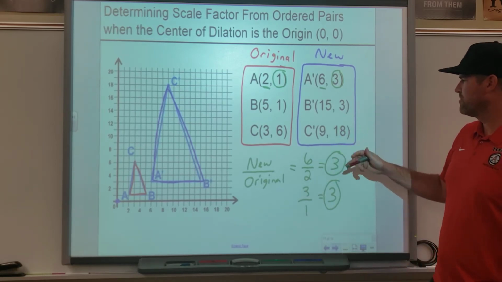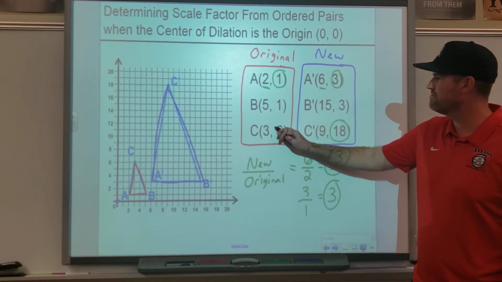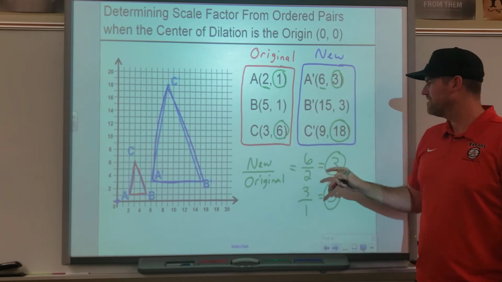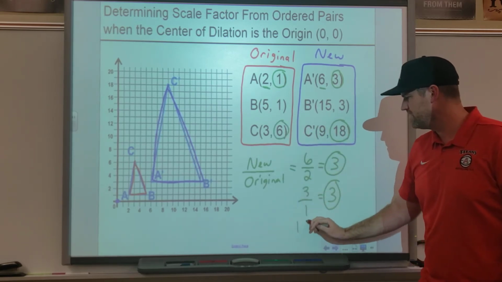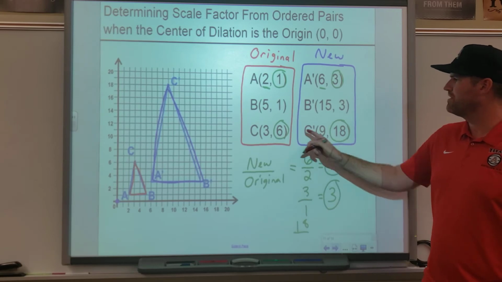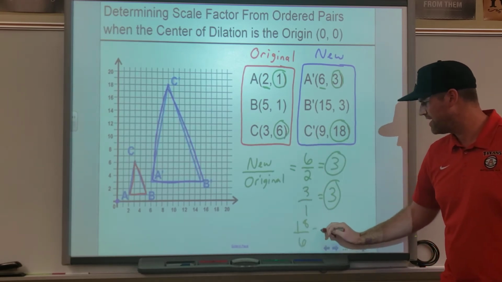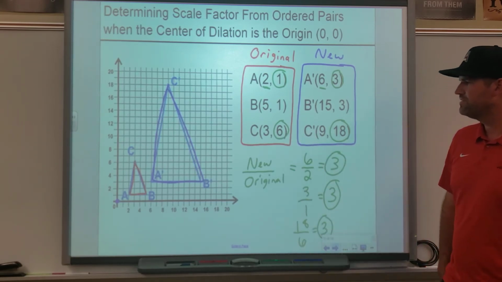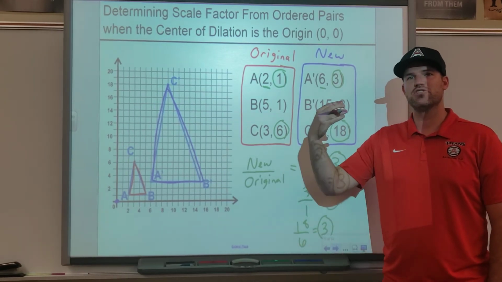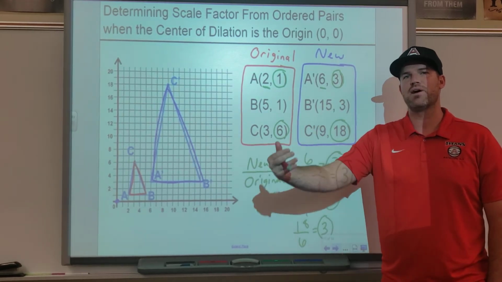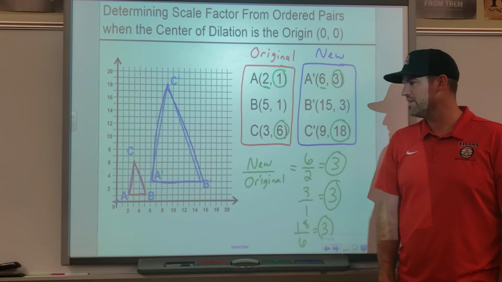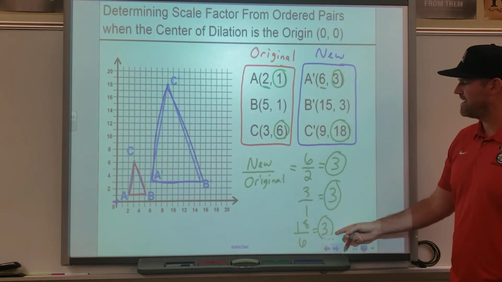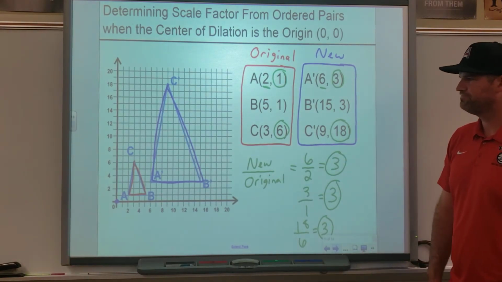Let me try a different ordered pair. If I try these two, right, those go together, same spot. If I take my new, which is 18, divide it by the original, which is 6, I get 3. Doesn't matter which ones I pick, as long as I do a new point divided by its corresponding original point, I am going to get a scale factor of 3.